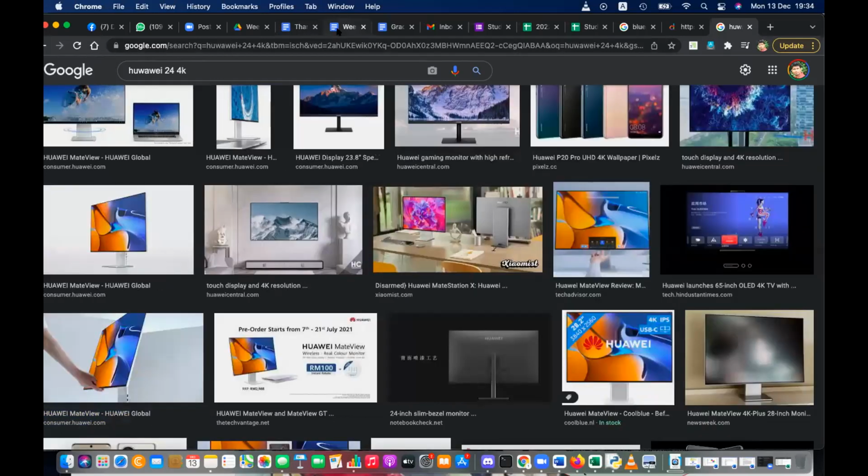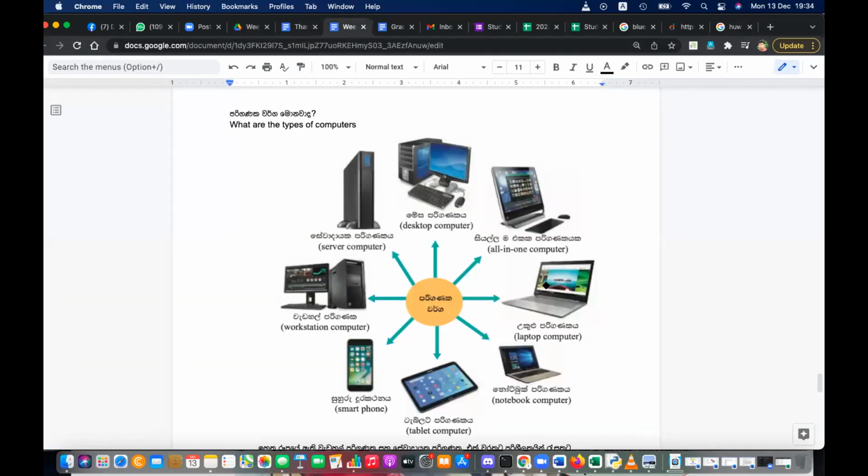Then, okay, let's go to the next one. Then you have laptop and notebook. What's the difference between a laptop and a notebook? What is the fundamental difference? Notebook is small, laptop is big. Okay. Notebook has no memory. Less memory. Uh-huh.